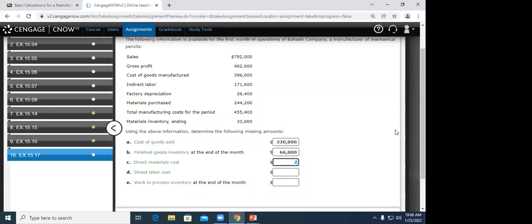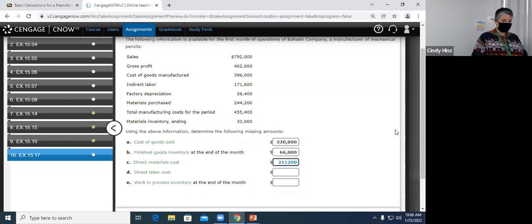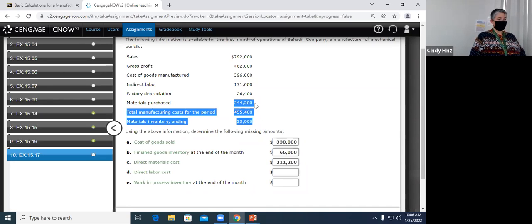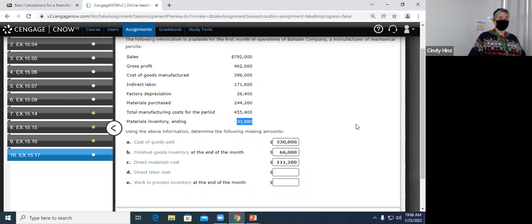Is it $211,200? That is exactly it, $211,200. It's the 244,200 that we purchased, minus the 33,000 that we had left. We used all of the rest of it.